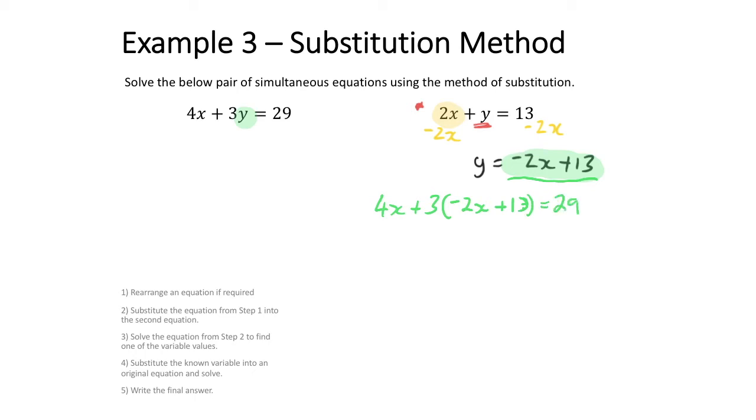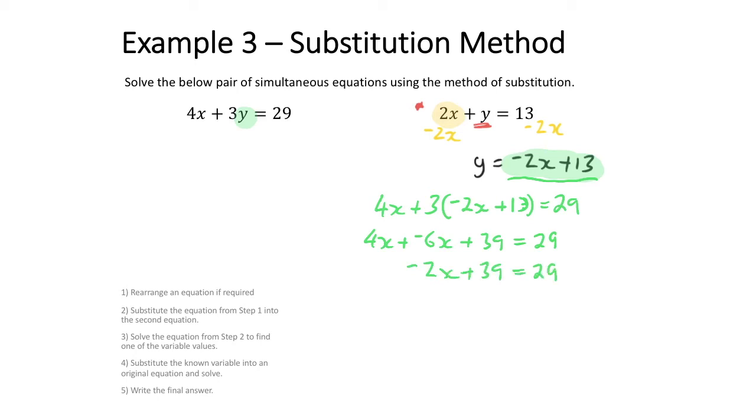So now I can go ahead and solve that equation. First, I'm going to expand my brackets. So 4x plus 3 times negative 2x, which is going to be negative 6x, plus 3 times 13, which is going to be 39, is equal to 29. So collecting like terms, negative 2x plus 39 is equal to 29.